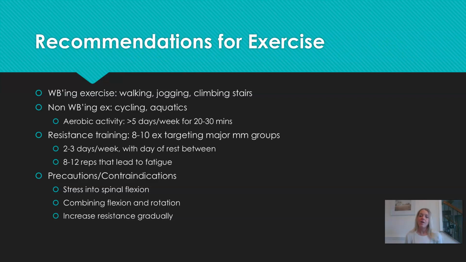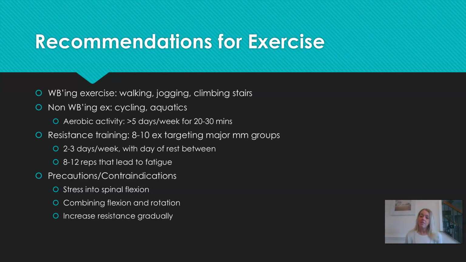We would like our patients with osteoporosis to do about 2 to 3 days a week of resistance training, 8 to 10 exercises that target some of the major muscle groups, so just a total body resistance program, and the ability to do somewhere in the ballpark of 8 to 12 reps to fatigue.